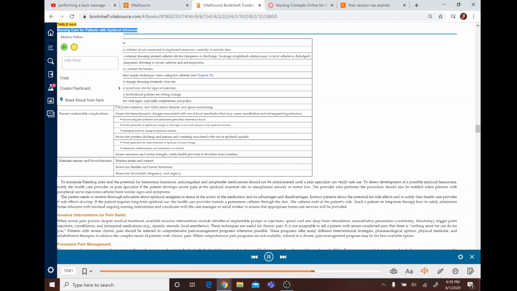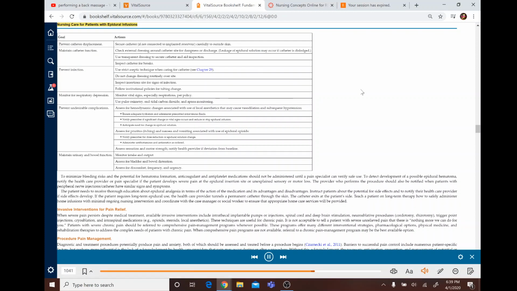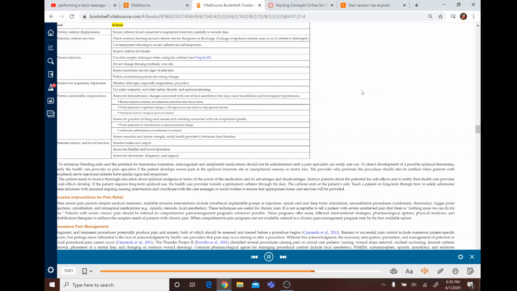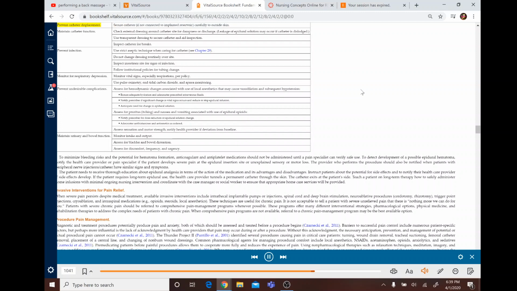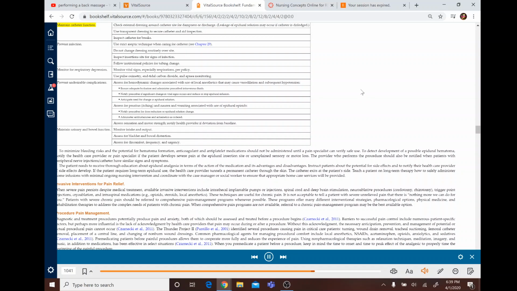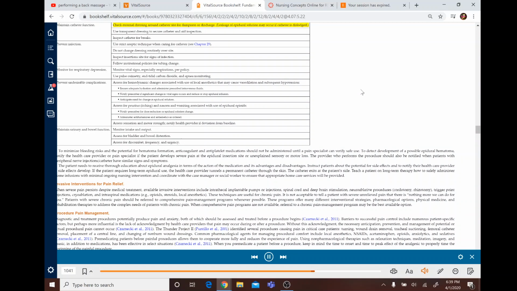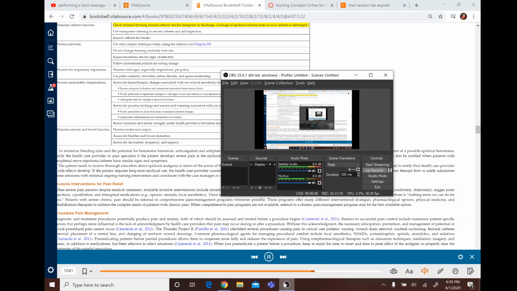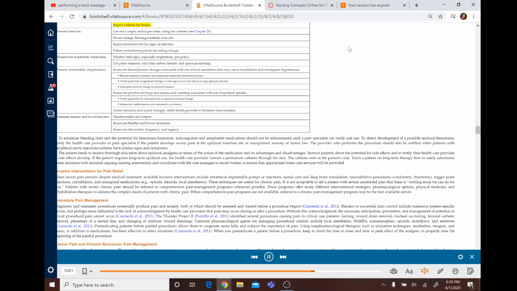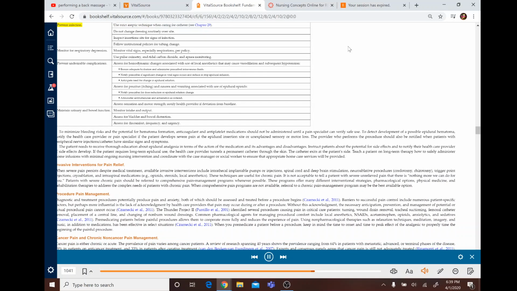Table 44-6. Nursing care for patients with epidural infusions. Goal: prevent catheter displacement. Actions: secure the catheter, if not connected to an implanted reservoir, carefully to the outside skin. Goal: maintain catheter function. Check the external dressing around the catheter site for dampness or discharge. Leakage of epidural solution may occur if the catheter is dislodged. Use a transparent dressing to secure the catheter and aid inspection. Inspect the catheter for breaks.